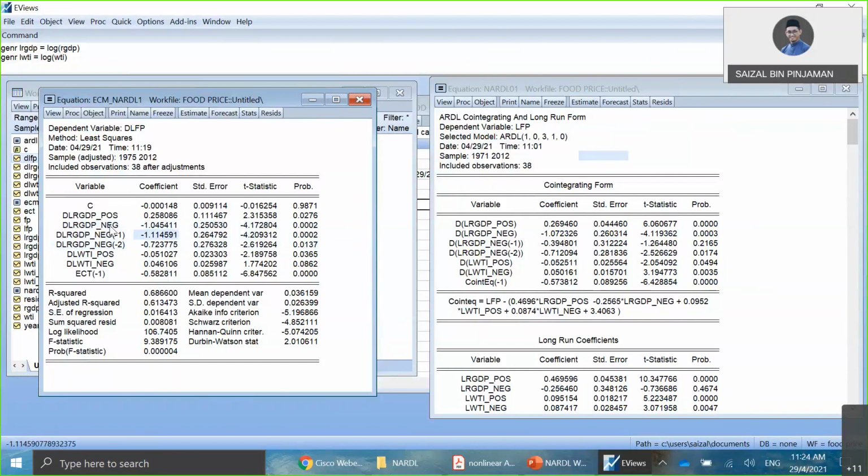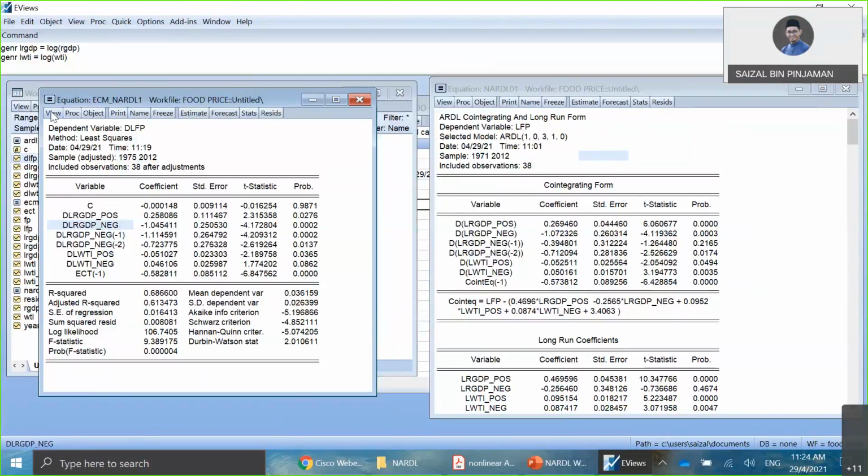Why do we need to run the Wald test? Because we have more than one variable to represent the negative GDP. We have negative GDP at present, we have negative GDP in lag 1, and we have negative GDP in lag 2.